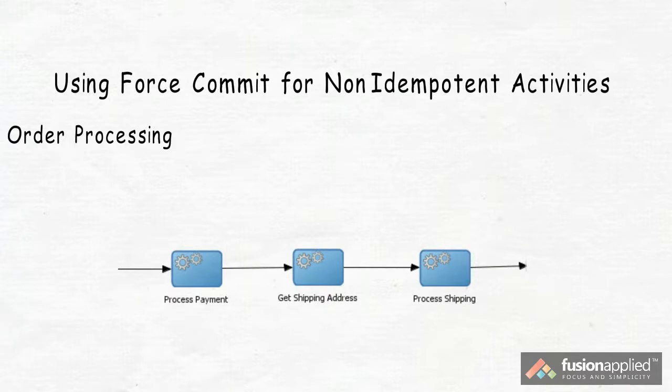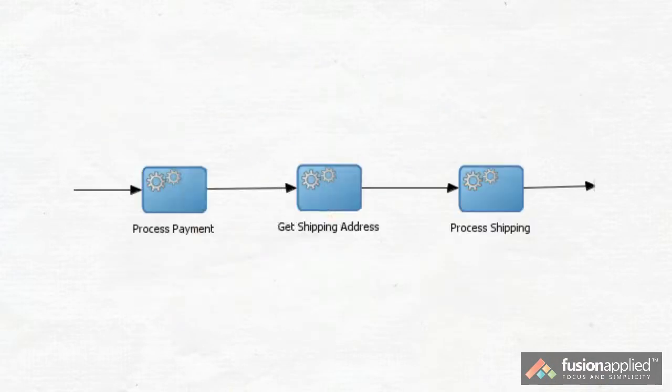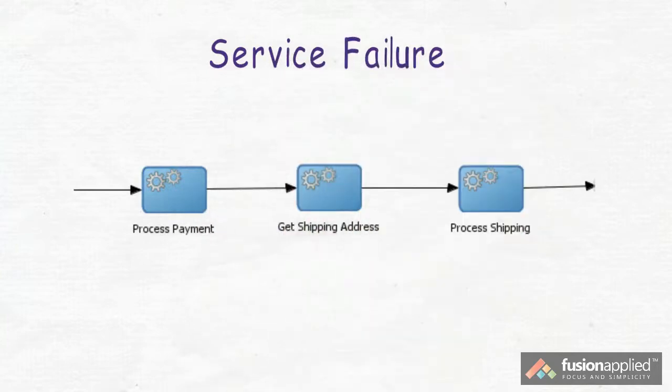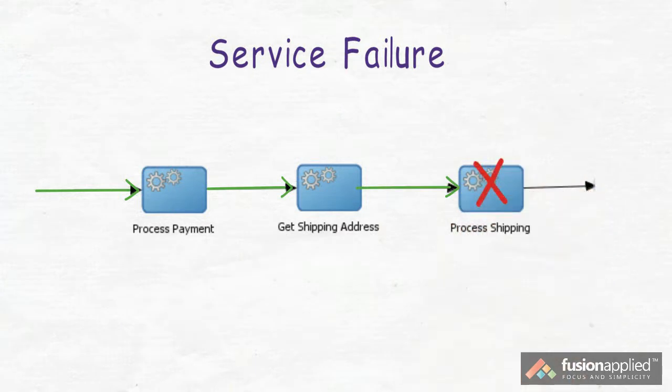In this part of the process, I have three activities: process payment, get shipping address, and process shipping. Let's see what happens when one of these services fails. Consider a scenario where the process payment activity succeeds. The get shipping address activity succeeds as well, but the process shipping activity fails.